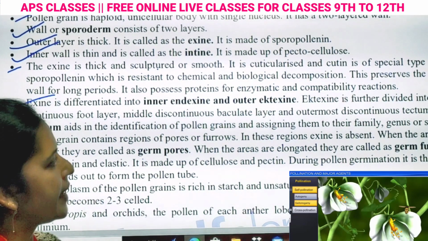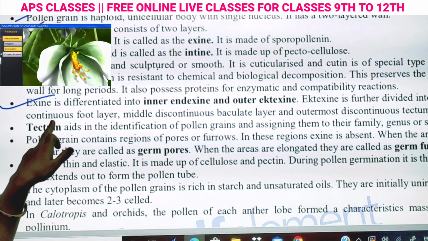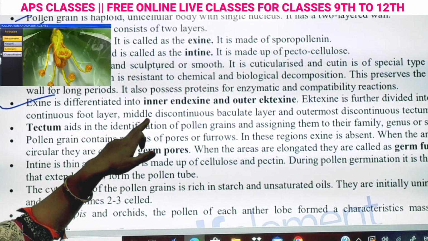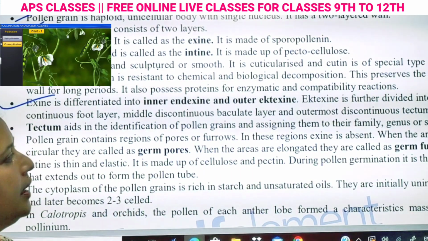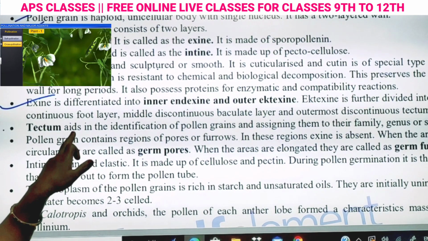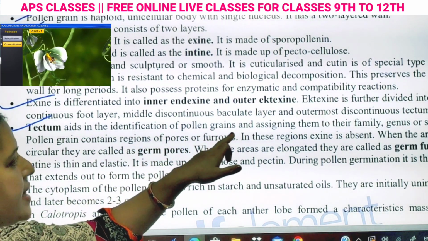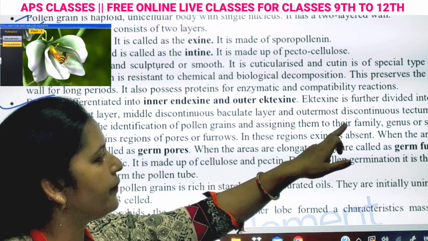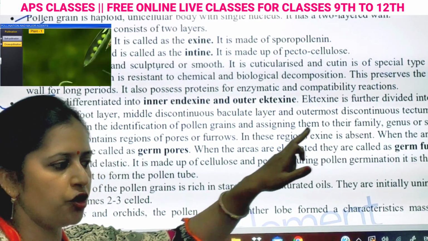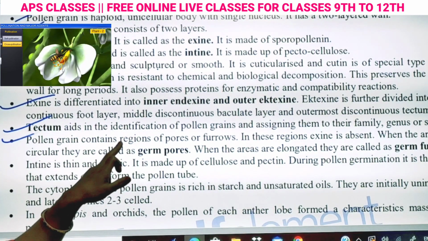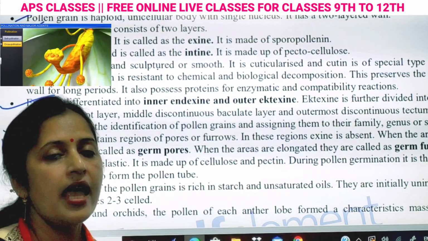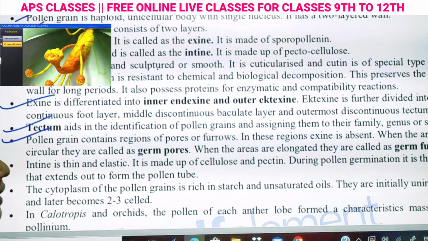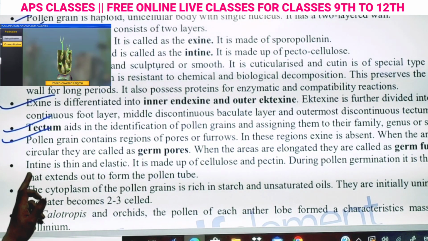तो ectexine is further divided into inner continuous foot layer, middle discontinuous baculate layer and outermost discontinuous tectum. Tectum aids in the identification of pollen grains and assigning them to their family, genus or species. Pollen grains contain regions of pores or furrows, and in these regions exine is absent. So on the behalf of that reason we can say that exine is absent in this region.